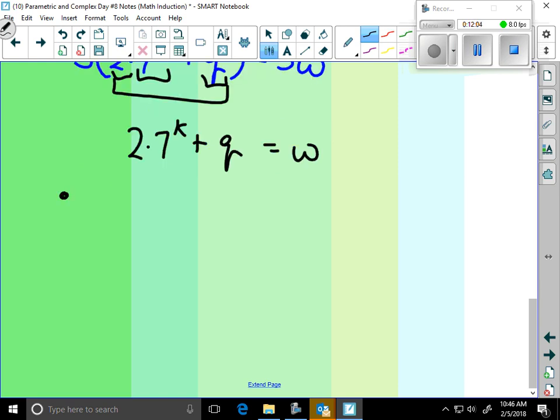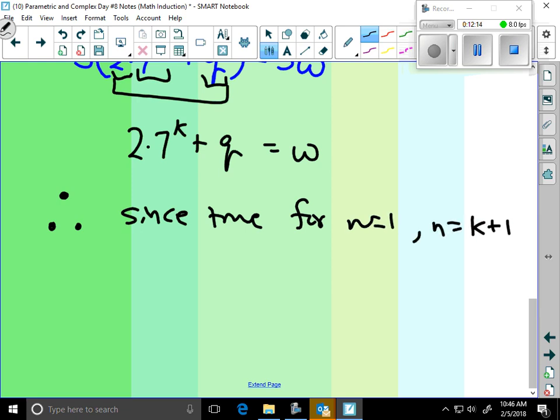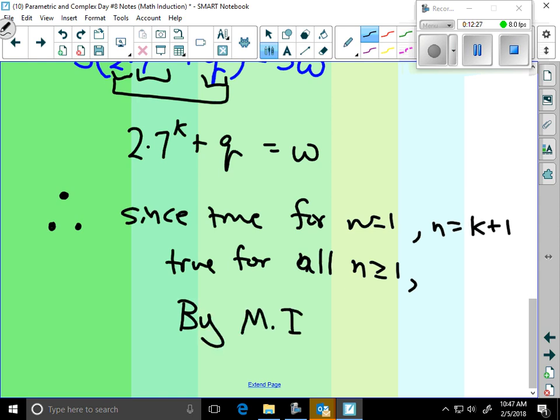Therefore, since true for n equals 1 and n equals k plus 1, then true for all n, and that should be all n greater than or equal to 1, by math induction.